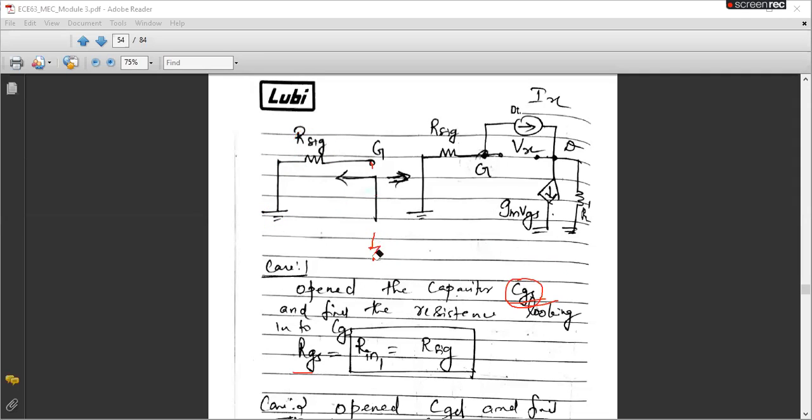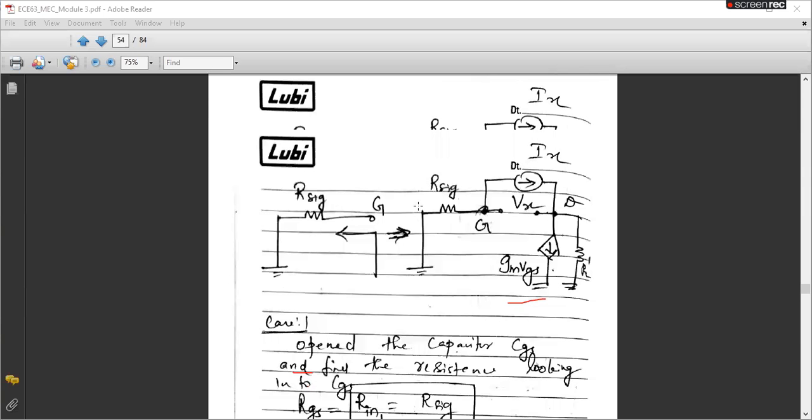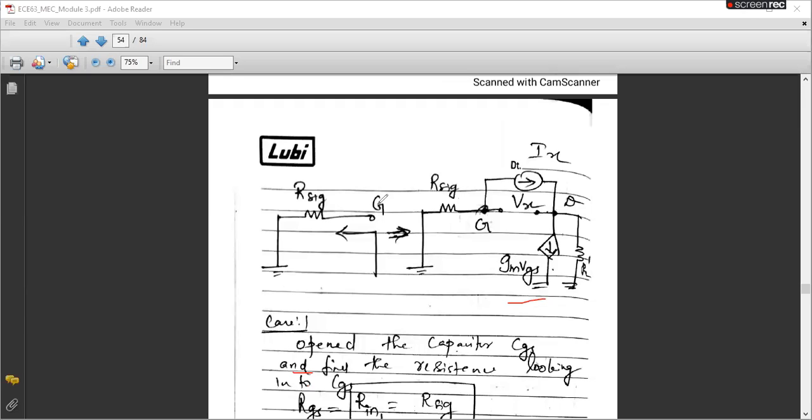After that, we will go with case 2. In case 2, you can draw the circuit diagram. This is meant for analyzing with CGD alone. You draw the circuit. This is for case 1 and this is for case 2. So in case 2, I will take only CGD. CGD means between gate and drain, I have connected one capacitance. So that will be open circuited, and looking into that gate and drain terminal, whatever resistances we have, we need to identify and put as one equation.